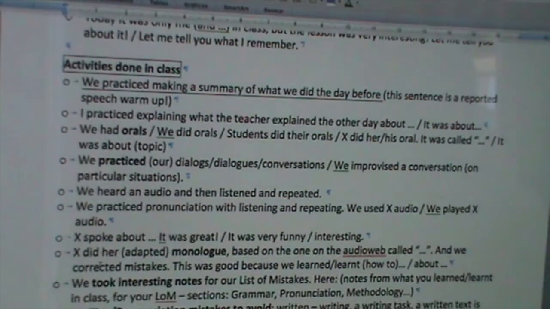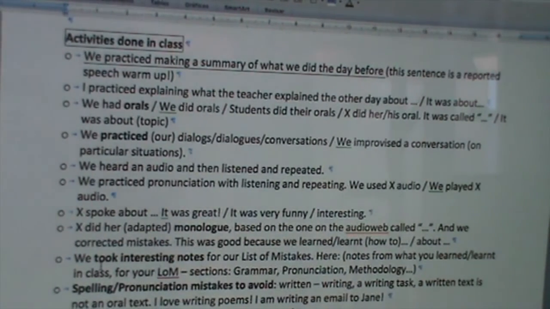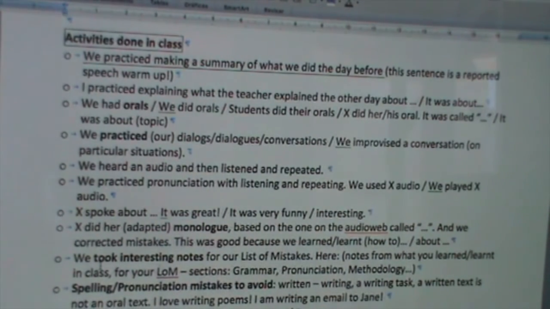The next block is activities done in class. As you know, we work with the 4 skills, speaking, listening, reading and writing. En clase, ¿cómo se pueden contar las actividades que hemos hecho en clase? Pues por ejemplo, doing a summary. We practiced doing a summary of what we did the day before.